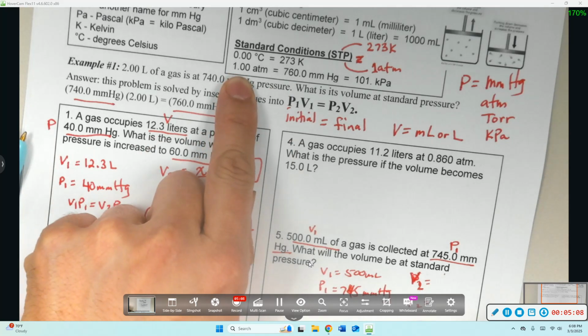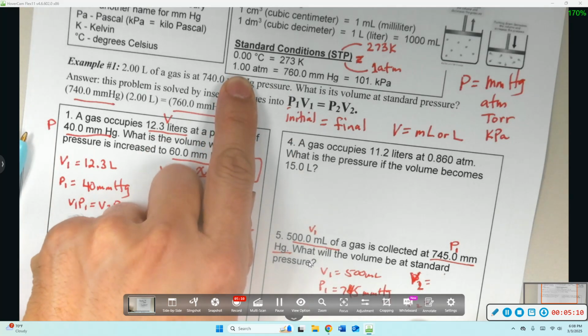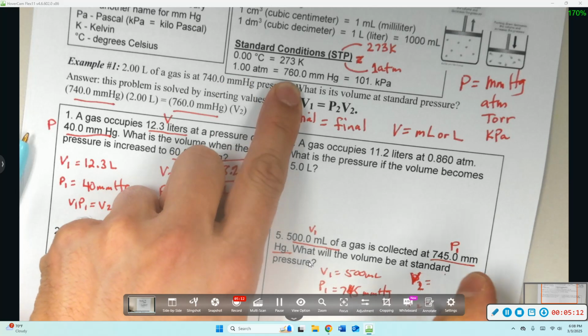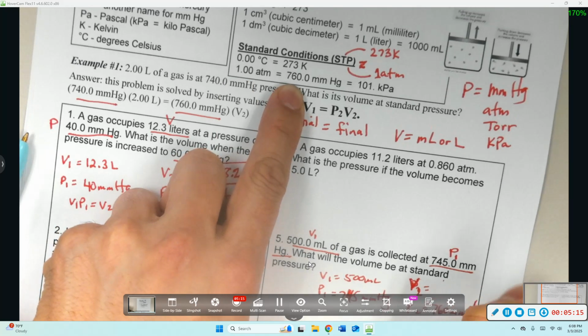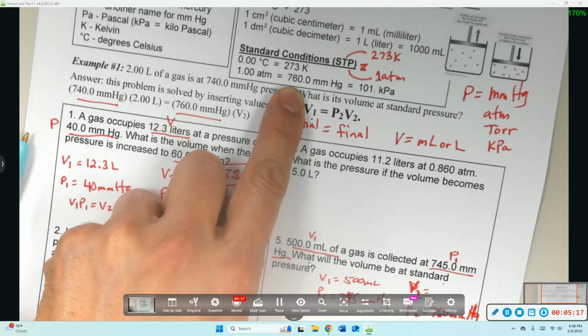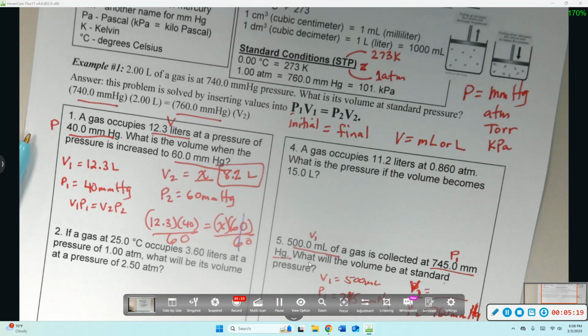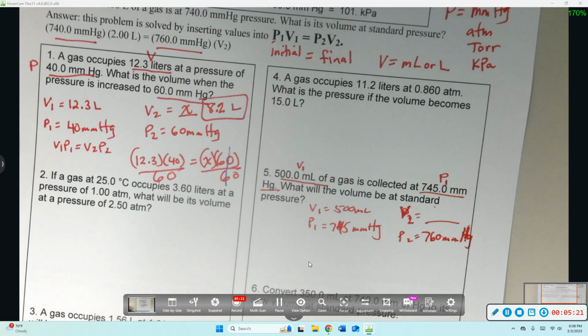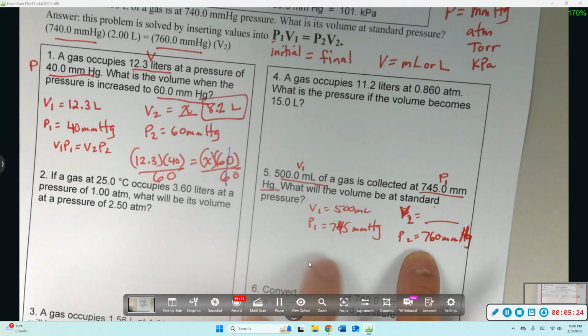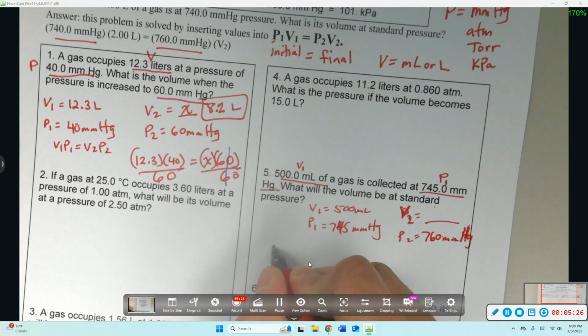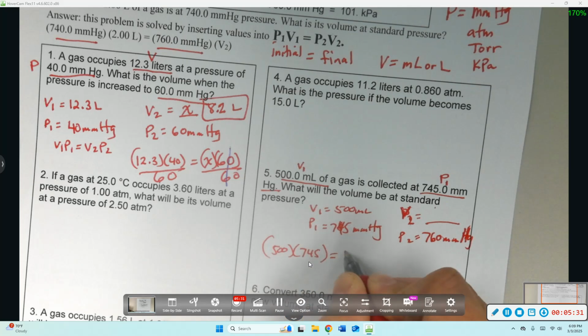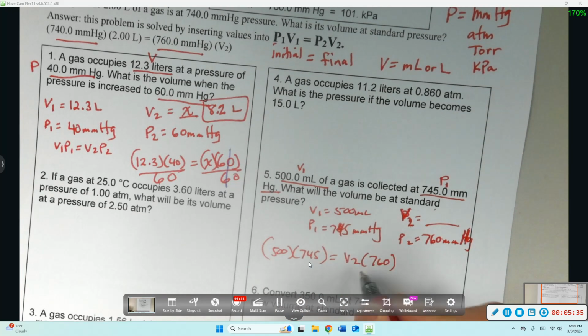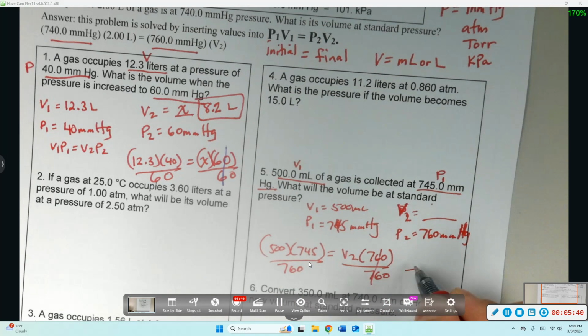But do we want to use 1 atm? No way. We want to use the 760 millimeter of Hg so that it matches with our P1. Okay, so that's the confusing part. If you get stuck there, which P do we use? Look at the unit for P1. So plug in 500 V1 times P1 745 equals V2 times your P2 760. So divide by 760 on both sides, and voila, you get your V2.